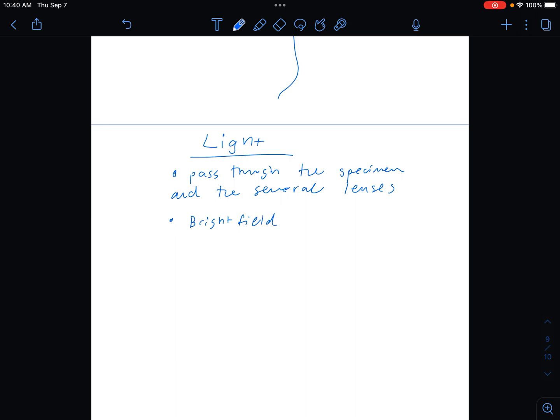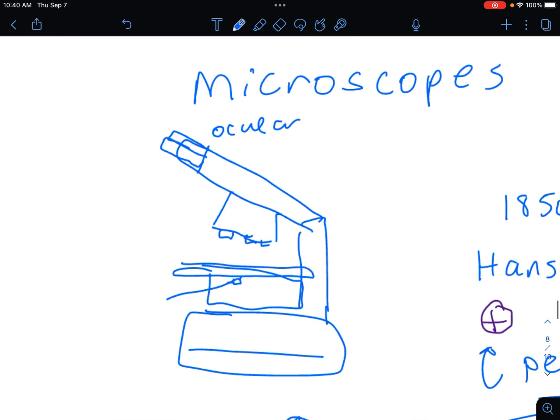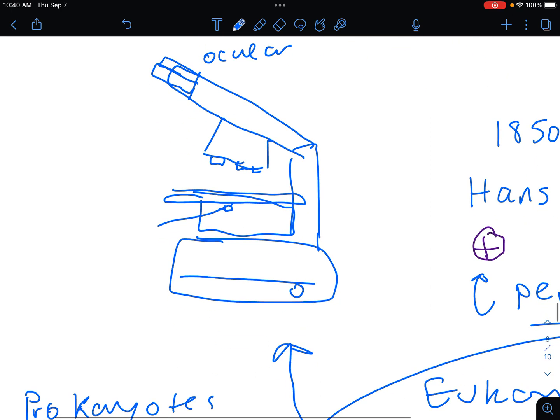We again have the light source, the ocular lens, the stage for the specimen, the iris diaphragm, the condenser, which focuses the light. It doesn't magnify again. It just focuses the light. We also have something here called a rheostat that controls the brightness, and the objective lenses are right here.